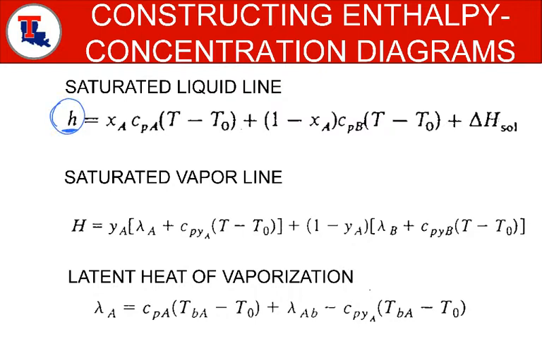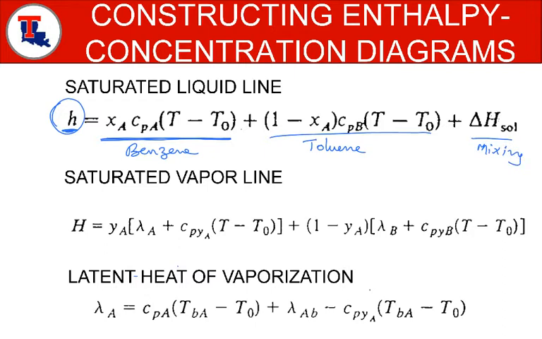What you are doing here really is adding three things. You're considering the enthalpy of that liquid for the benzenes. So for example, we are considering benzene toluene system. So this would be the benzene. This is the enthalpy of the benzene. This is the enthalpy of the toluene. And this is the heat of mixing them. Make sense? That's how you calculate the enthalpy of the liquid.